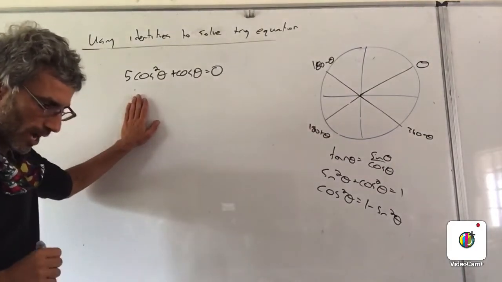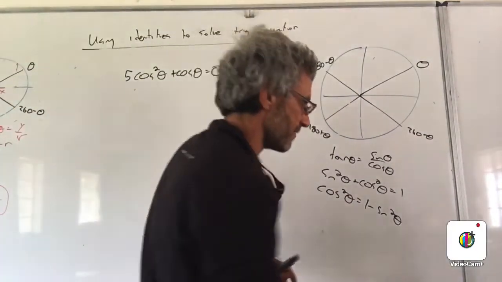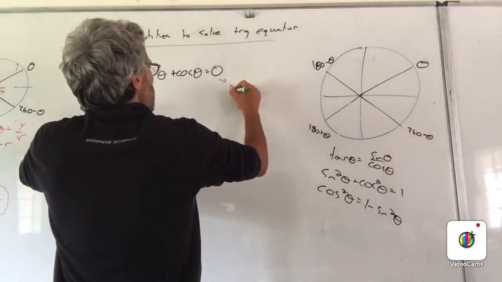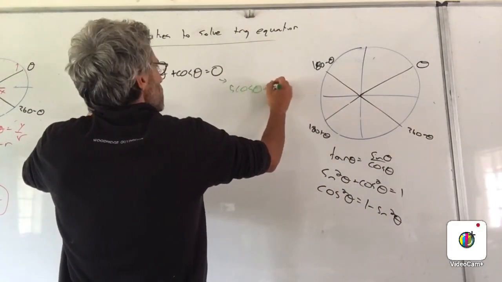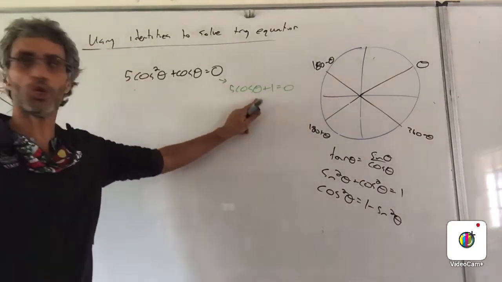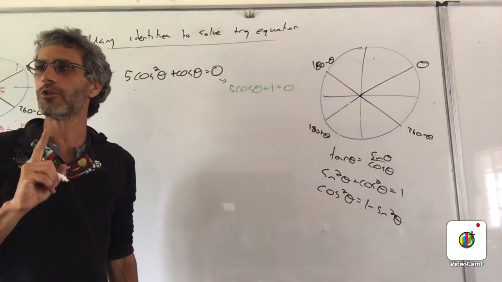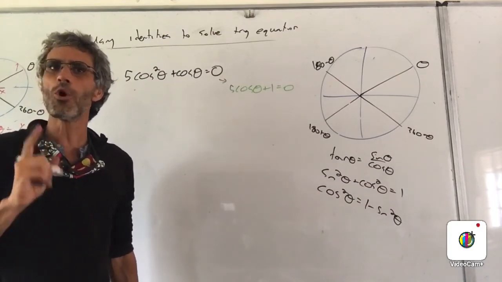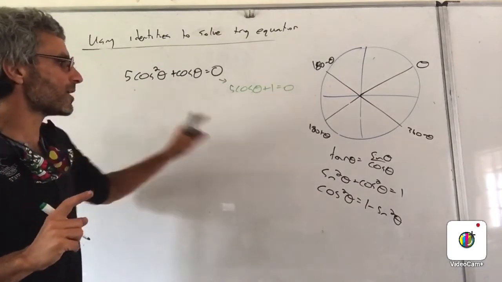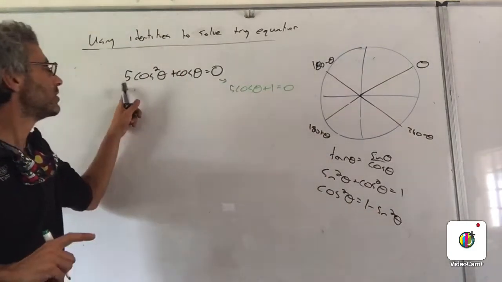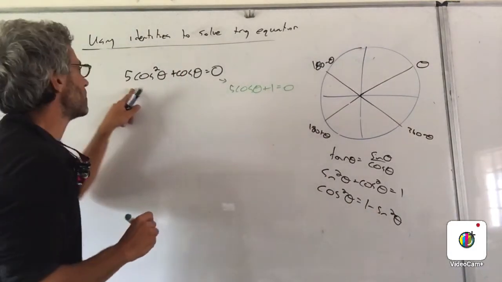If you divide by cos, let's write it down in a different color, you're right, you're going to get 5 cos theta plus 1, which equals 0, which you can solve. That's true. But you're going to miss a solution. Would we want to change it to 1 minus sine square theta? Why would that not be a very good idea?